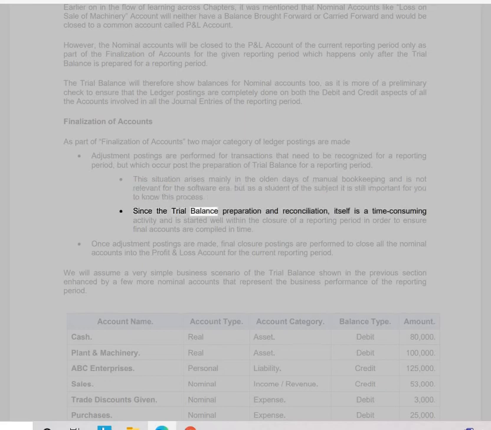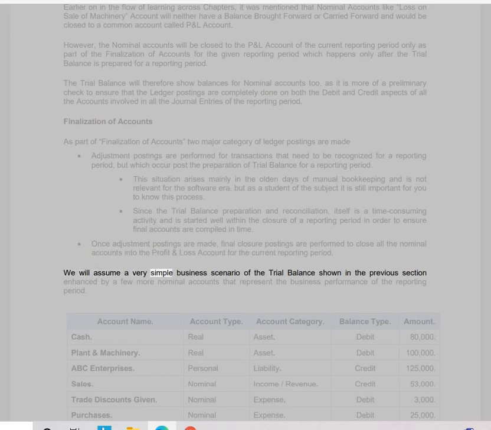Since the trial balance preparation and reconciliation itself is a time-consuming activity, and is started well within the closure of a reporting period in order to ensure final accounts are compiled in time. Once adjustment postings are made, final closure postings are performed to close all the nominal accounts into the profit and loss account for the current reporting period.